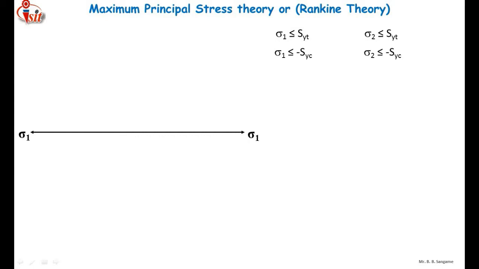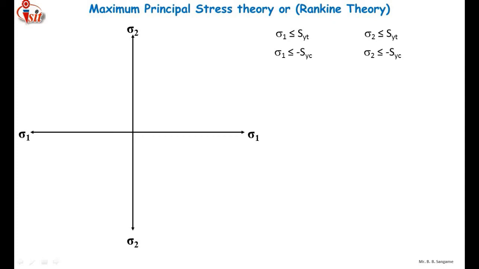Similarly, I am going to draw a vertical axis on which I am going to draw the minimum principal stress, that is sigma 2. So this is the origin. On the left side of the origin, I am going to consider the maximum principal stress as negative. On the right side of this origin, I am going to consider the maximum principal stress as positive. Once again, I am going to tell you that the negative symbol is for the compressive stress and the positive symbol is for the tensile stress.